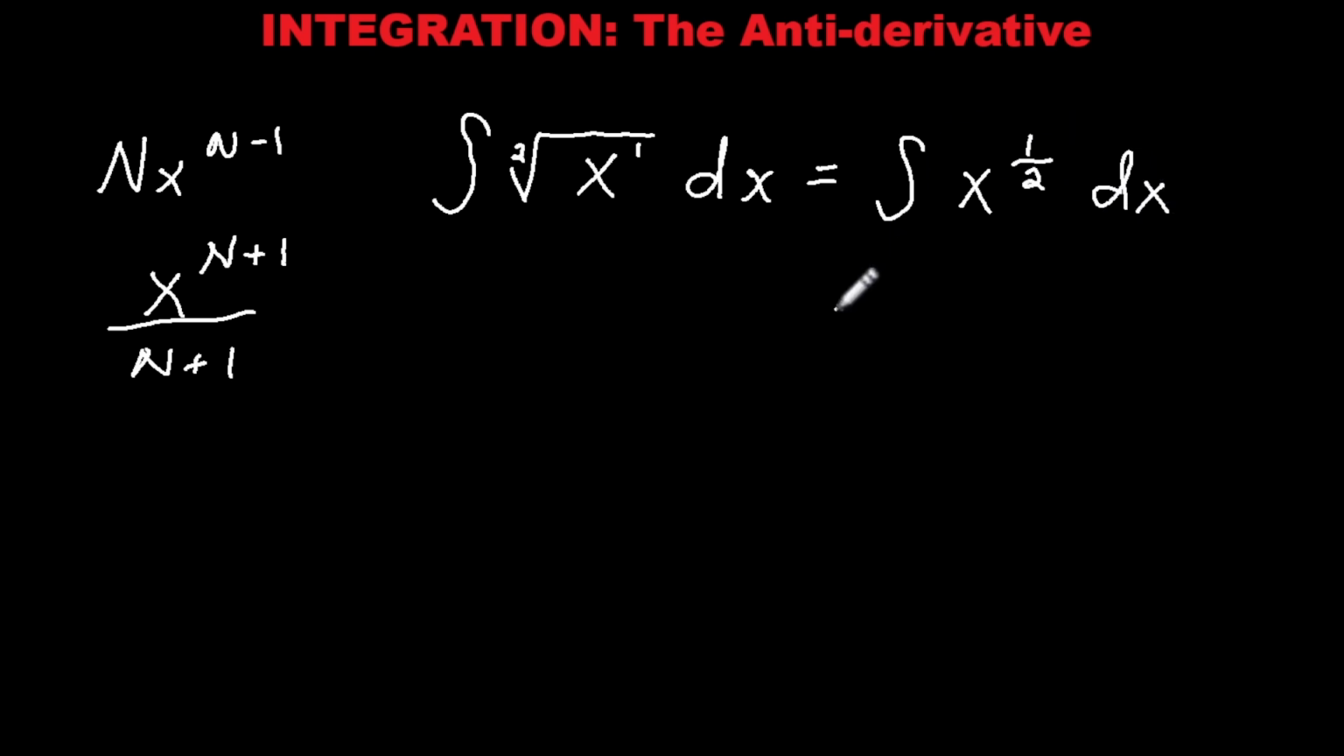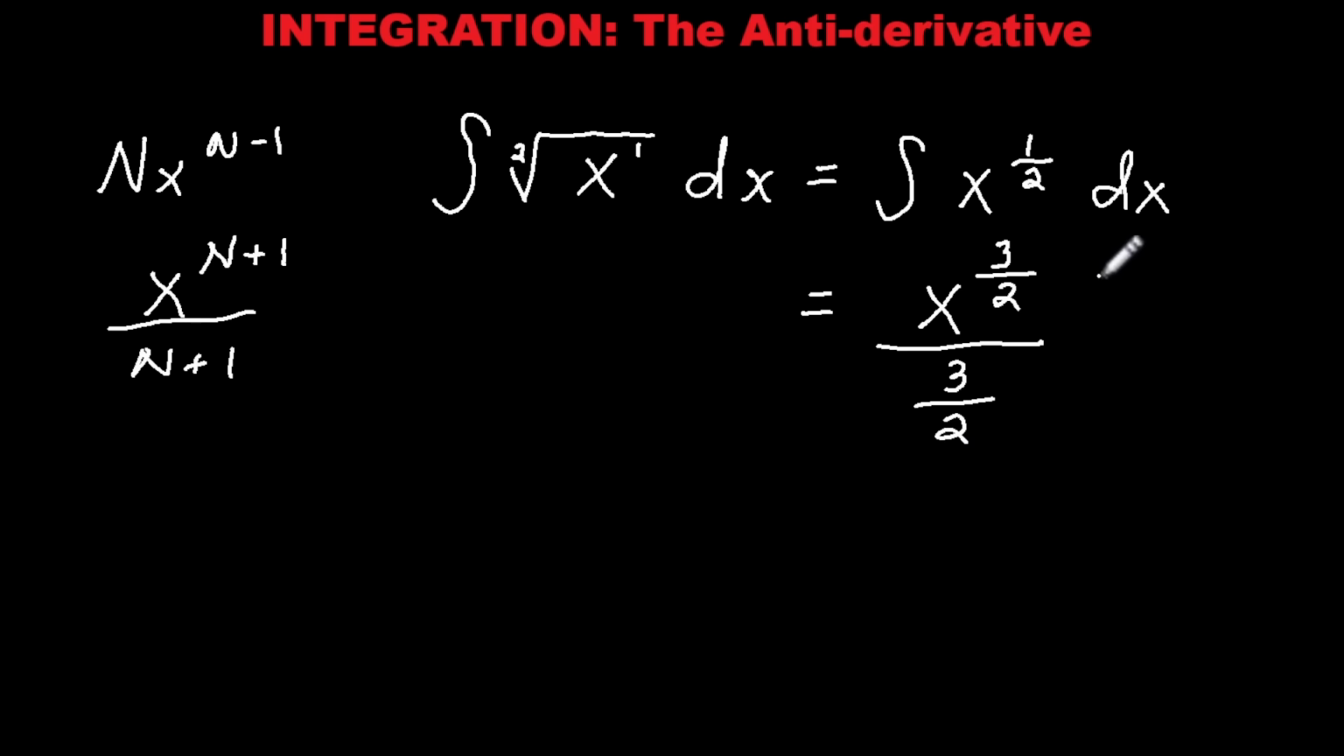Now integrating this, let's just follow the rules. I start with the x. I increase the power by 1. 1/2. I change the 1 into 2 halves, so I have 3 halves. And then I'm going to divide by 3 halves.